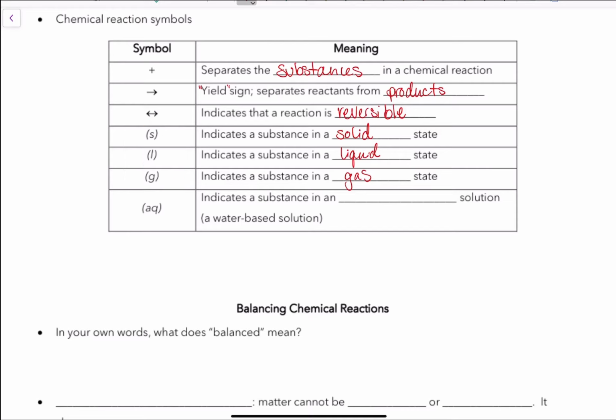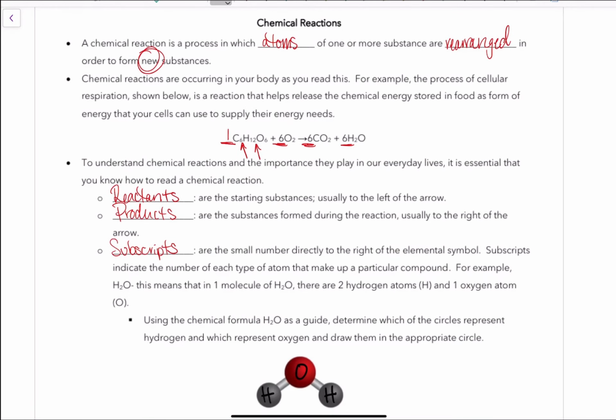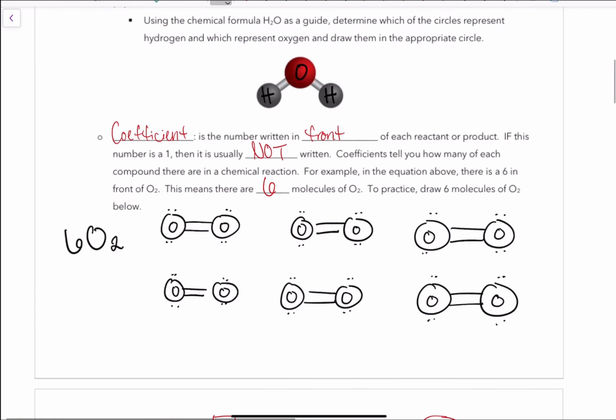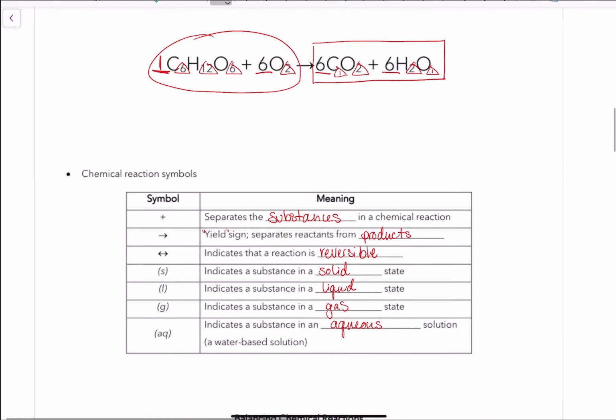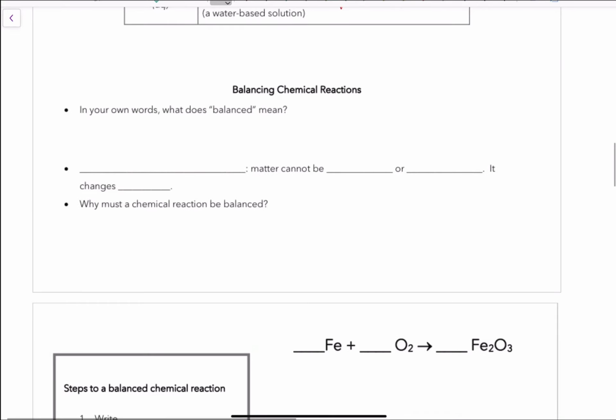AQ, you've probably not heard of this one. This indicates that a substance is in an aqueous solution. So an aqueous solution, think about aqueous, aqua. It's just a water-based solution. So an aqueous solution means it's in water. Okay, so now you know all of the different parts to a chemical reaction and what it is. So since you now know all of these terms and the symbols, we're going to move on to talk about how to balance chemical reactions.